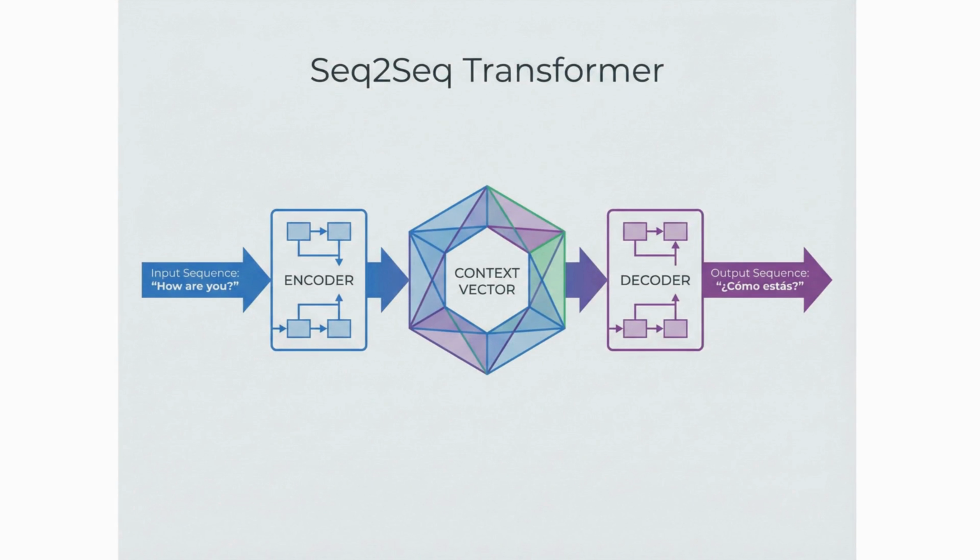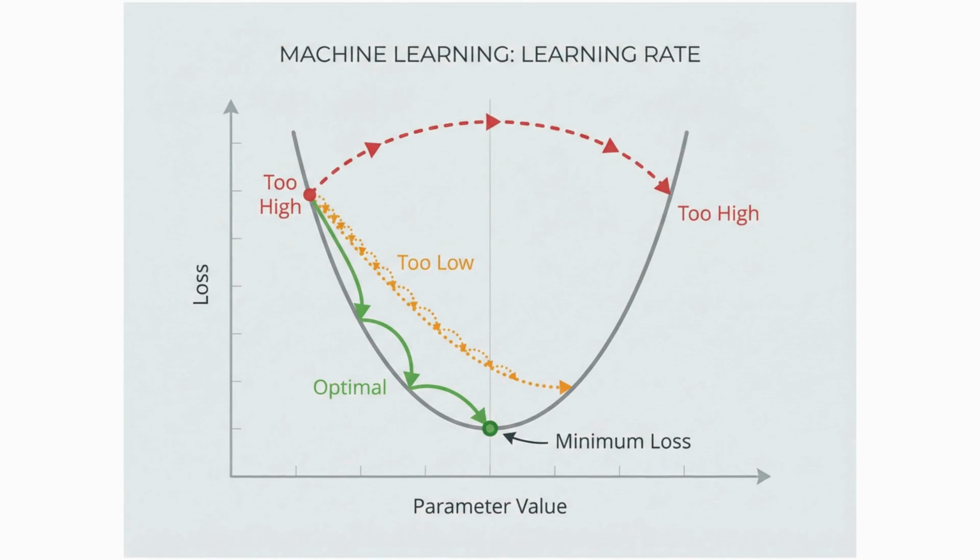The next term is sequence-to-sequence or seq-to-seq model that takes a sequence as input and produces another sequence as output. For example, from a conversation to a summary or from English to French. Next term is a learning rate. This is how big each update step is when the model learns. High learning rate means big steps. It learns faster, but it can easily overshoot. Low learning rate means small and careful steps, but maybe too small. So there should be a balance.